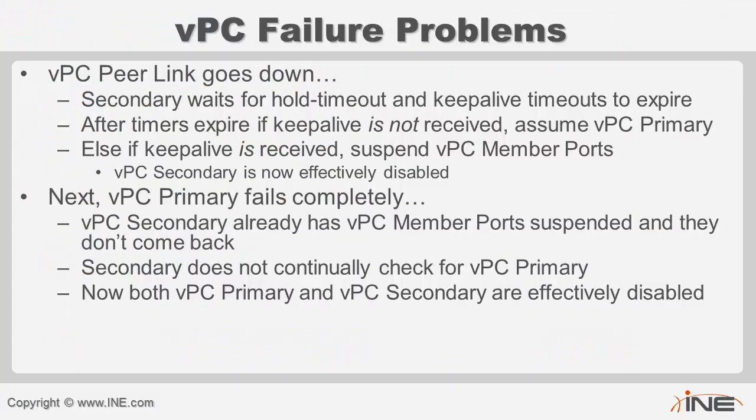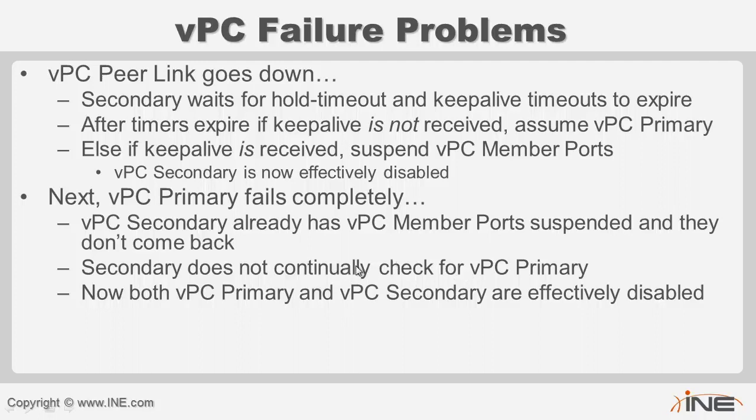So in this kind of corner case situation where the peer link first fails and the secondary device says the primary is still alive because the peer keep alive is there, I have to disable my local vPC peer ports, or my local vPC member ports, I should say. Then there's a complete failure of the primary device. In this particular case, the vPC secondary is not continually checking to see if the vPC primary is available.